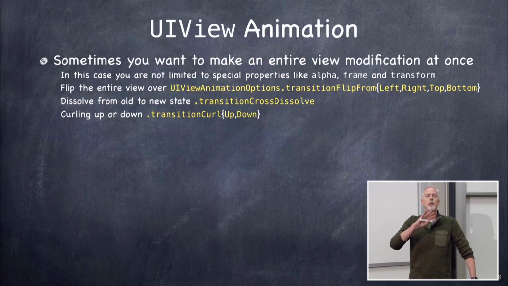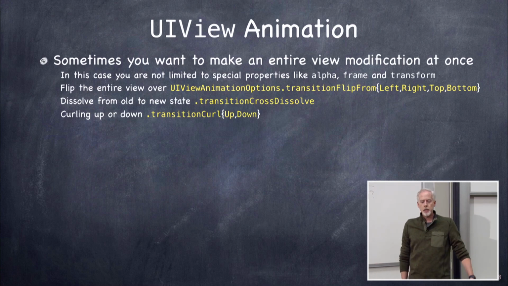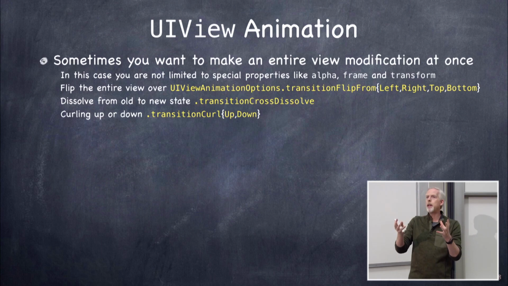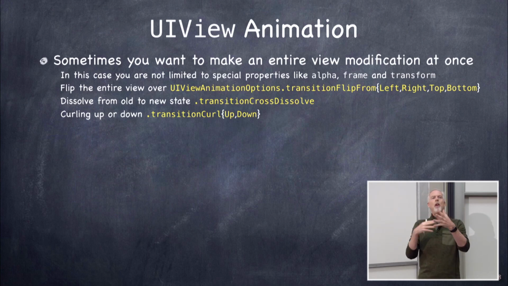All right, so let's talk about a totally different kind of animation now. This is animating an entire view change. So you've got a view, and it's going to completely change the way it looks, and you want to animate that in some ways. And there's limited ways to do that. The classic example of this is a playing card. When a playing card is face down, it looks like the Stanford logo, or, you know, it's the back of a card. When it's face up, it's got pips and corners and all that stuff.